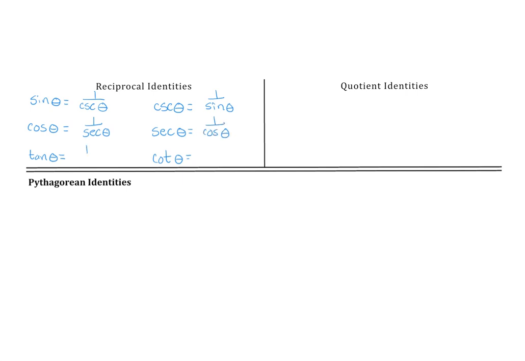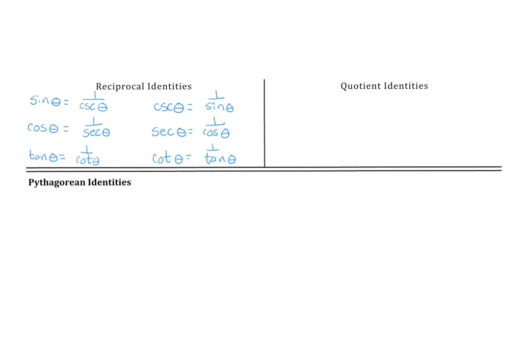The reciprocal identities and quotient identities you already know. So reciprocal identities is just showing that sine of theta is equal to 1 over cosecant of theta, and then cosecant of theta is equal to 1 over sine theta. And then cosine is 1 over secant, and then secant can be written as 1 over cosine. Tangent, 1 over cotangent, and then cotangent, 1 over tangent. So it's just showing different ways that you can write trig functions using those reciprocals.